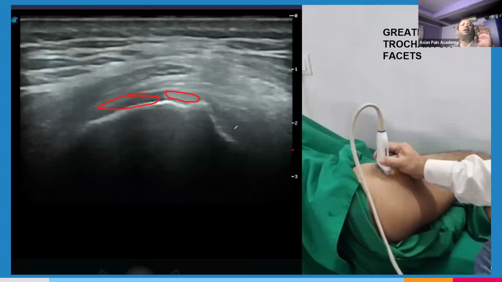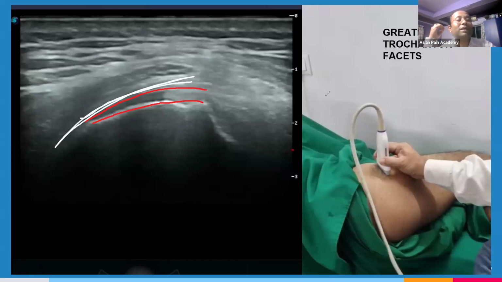Subgluteus minimus bursitis we hardly see, but we always see subgluteus maximus bursitis. So you need to understand where to search for the subgluteus maximus bursa. Remember, over the lateral facet, this part is covered by the tendon of gluteus medius. Above the gluteus medius tendon, at this area, you will search for the gluteus maximus bursa.